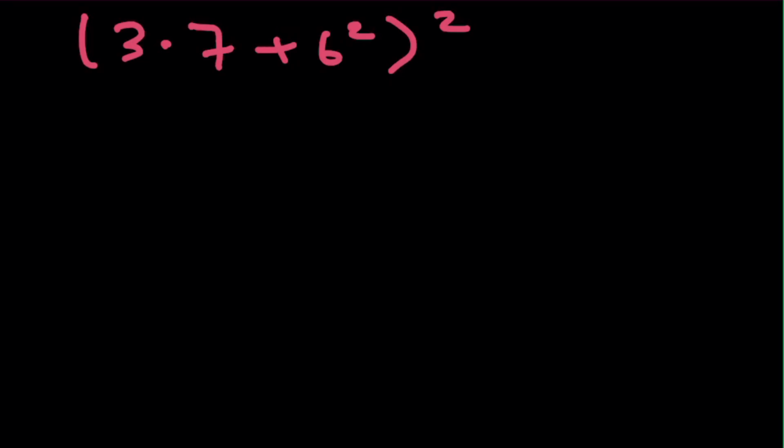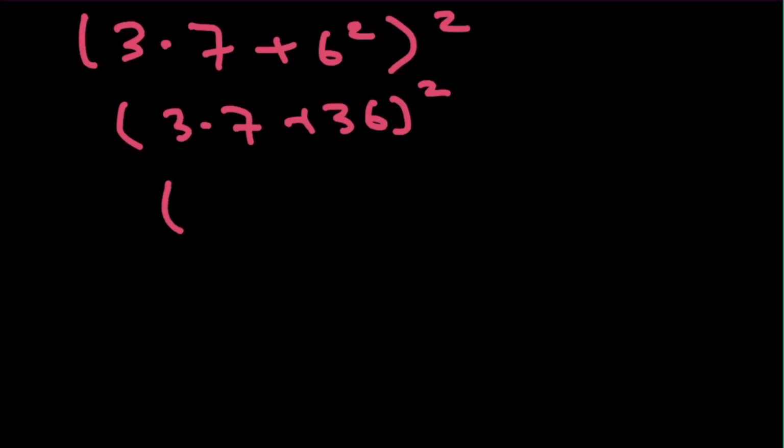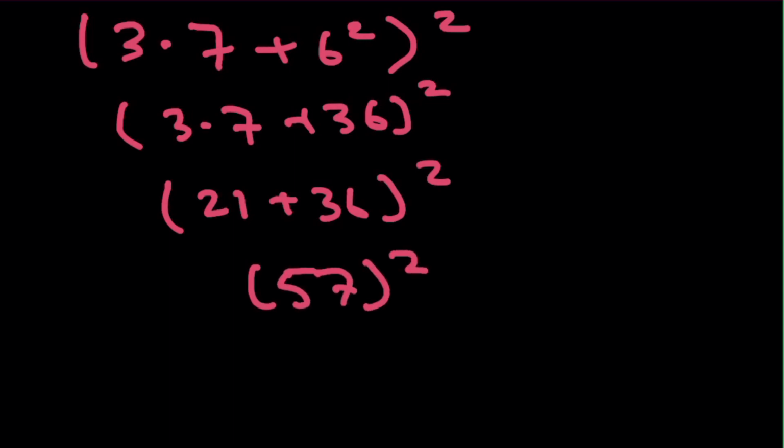So we see an exponent, so we go ahead and make this 3 times 7 plus 36, squared. And then now simple PEMDAS, we do the M, 3 times 7, so that's 21 plus 36, squared. Now we do the simple addition within the parentheses again. So that's 57 squared. And now we can go ahead and do that exponent, and then we get 3,249.